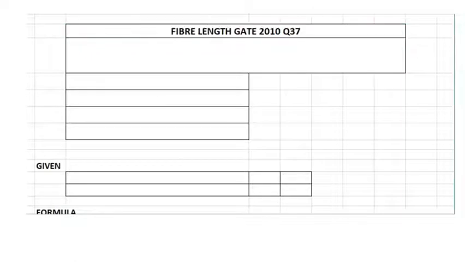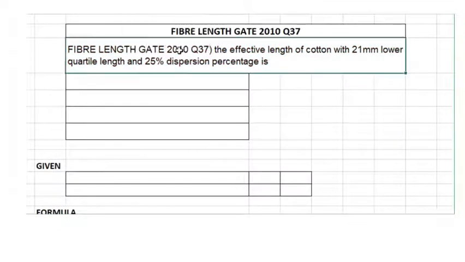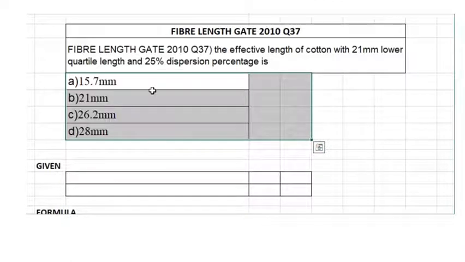This is a fiber length related question, and the question is related to the effective length of cotton with 21 mm lower quartile length and 25% dispersion. Effective length, lower quartile length and dispersion are all related to the bar sorter instrument, and you have to refer to the bar sorter video before solving this problem. The answers given are 4 choices. We have to find the right answer.